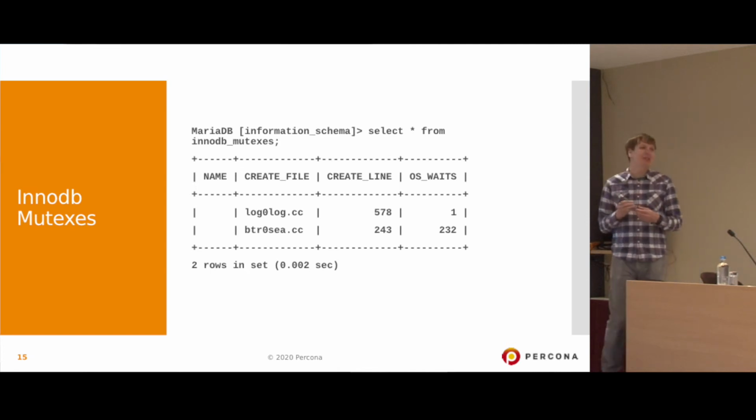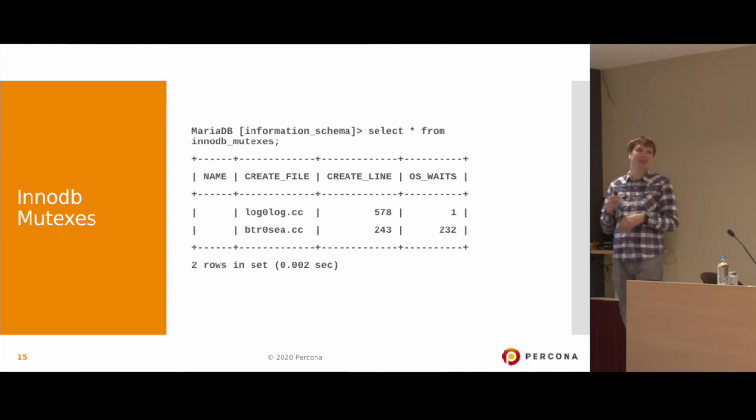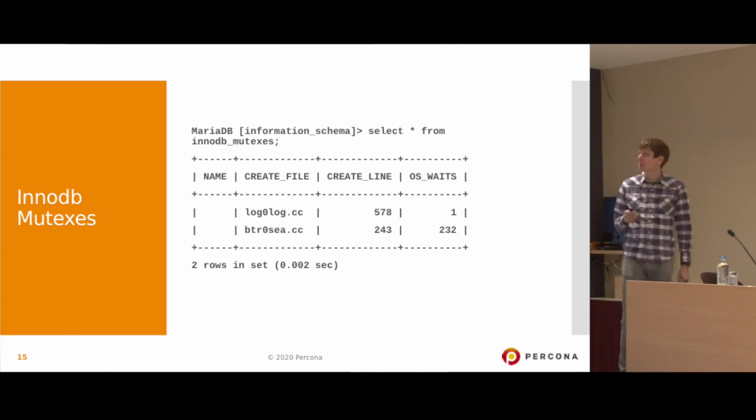Another thing which exists in MariaDB in information schema is the InnoDB mutexes table, which is pretty cool because while you can enable getting the mutex information in performance schema, it has a very high overhead. You can also get some status from SHOW ENGINE INNODB STATUS, but that is not parsable. So I really like that this is accessible through select in MariaDB. It's not accessible in MySQL.